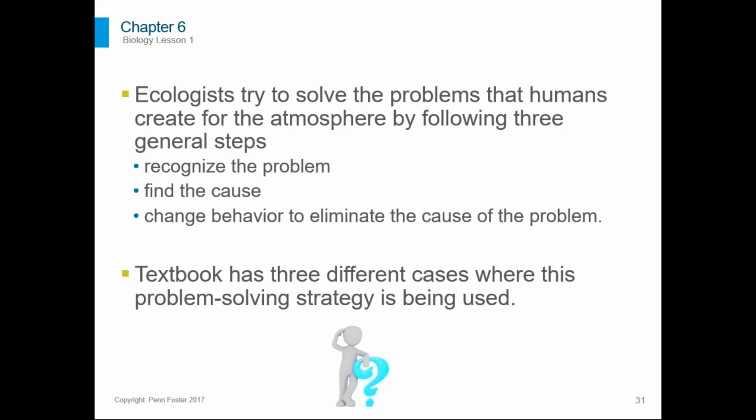In general, ecologists try to solve problems that humans create for the environment and the atmosphere by following three general steps. Recognize the problem, find the cause of that problem, and then change behavior to eliminate the cause of that problem. And this, of course, is really hard to do in a complex world, especially when people don't agree on the cause of the problem or are unwilling to agree to the suggested changes in behavior, but sometimes it can be done successfully. So your text goes through the details of three different cases where this problem-solving strategy is being used in the real world. I would suggest not skipping those last pages of the text; read those different case studies.